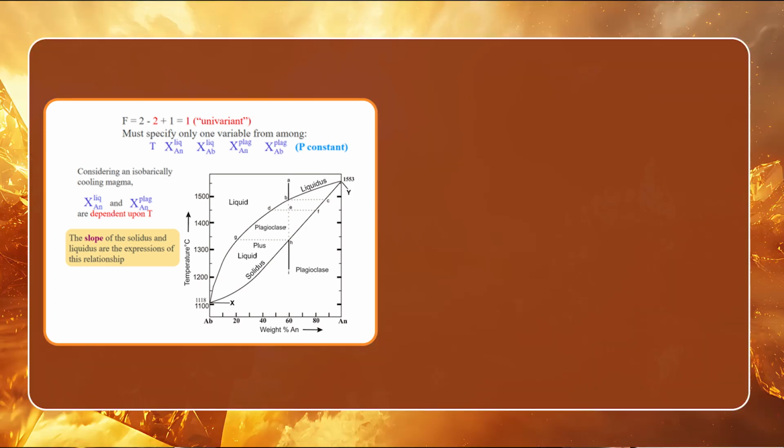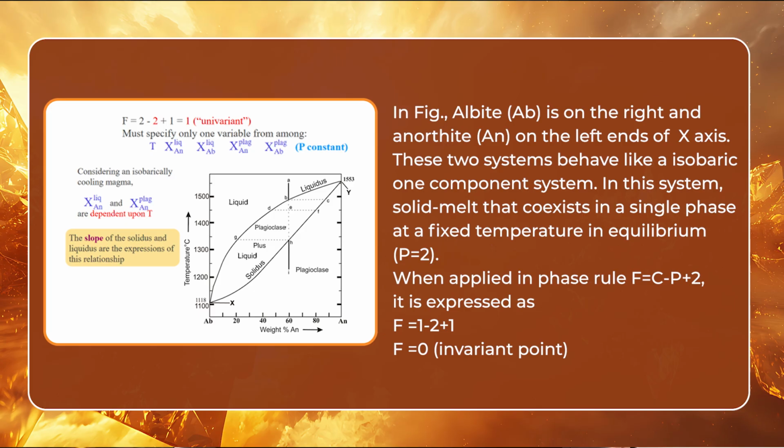In the figure, albite is on the right and anorthite on the left hand ends of the x-axis. These two systems behave like an isobaric one-component system. In this system, solid and melt coexist at fixed temperature in equilibrium, that is P equal to 2. When applied in the phase rule F equal to C minus P plus 2, it is expressed as F equal to 1 minus 2 plus 1, F, that is degree of freedom, equal to 0, that is an invariant point.